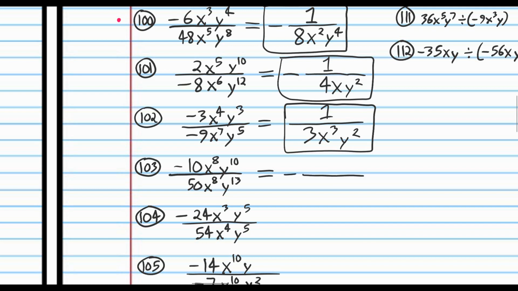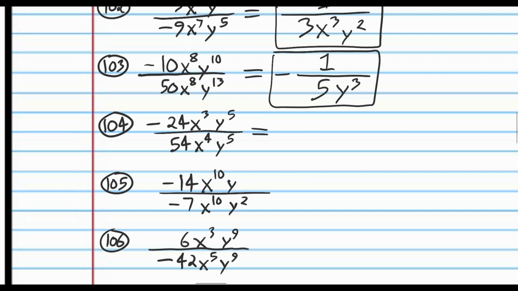All right, we're back. Divide both these numbers by 10. 10 divided by 10 is 1. 50 divided by 10 is 5. And, oh, these 8s, they all cancel out. They disappear completely. And we're left with three y's in the bottom. And there you go.